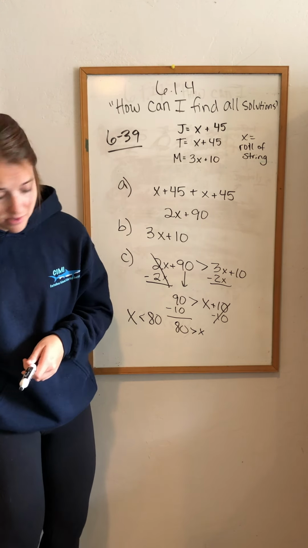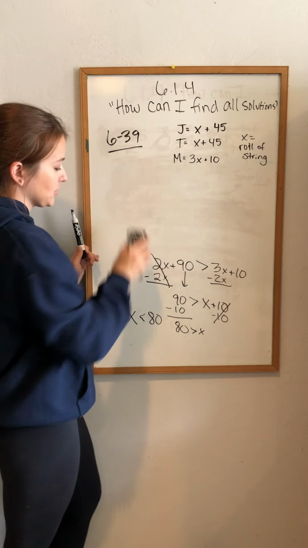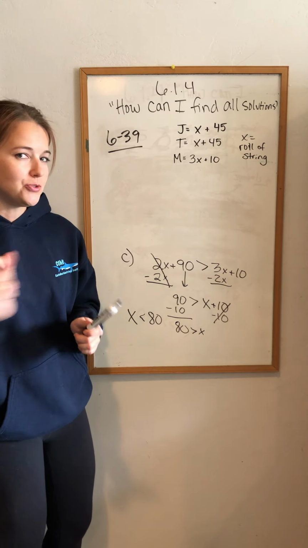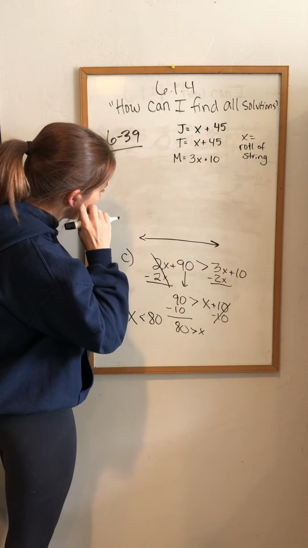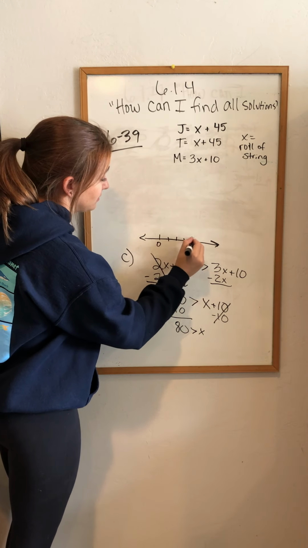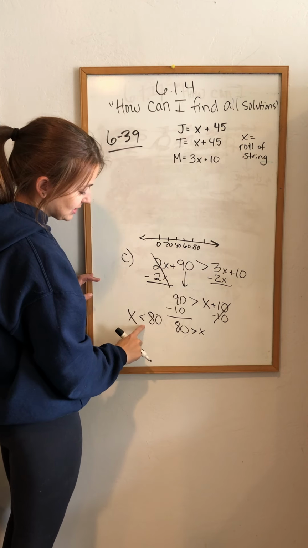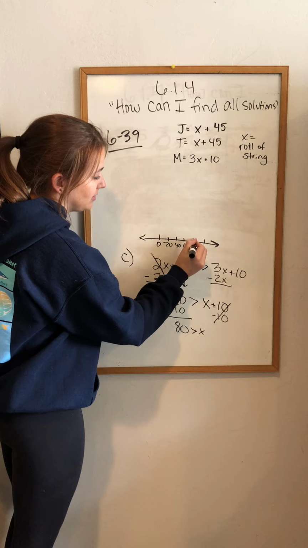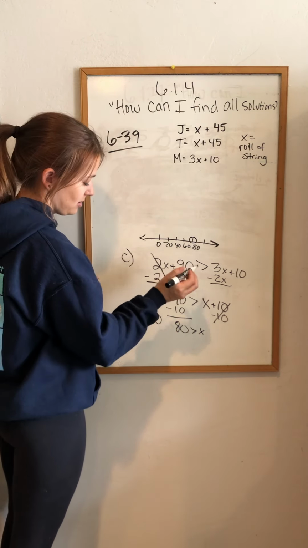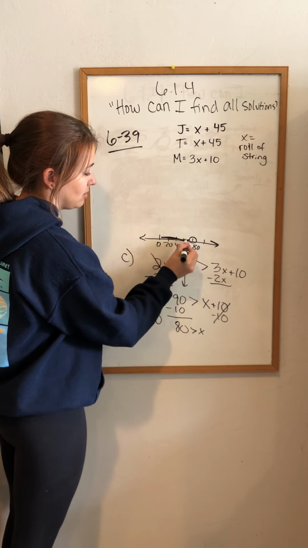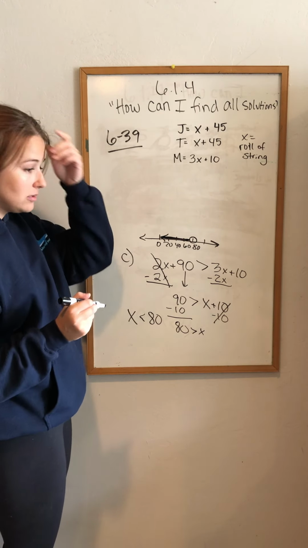I am going to start erasing some stuff. I'm going to erase this stuff up here because we're going to move on to the number line. Okay, I'll do a quick number line here to show x is less than 80. Let's do 0, 20, 40, 60, 80. So if x is less than 80, find our 80 and put an open dot because it cannot include 80. There's no equal to sign, and x has to be less than, so I'm going to do all those numbers below 80.